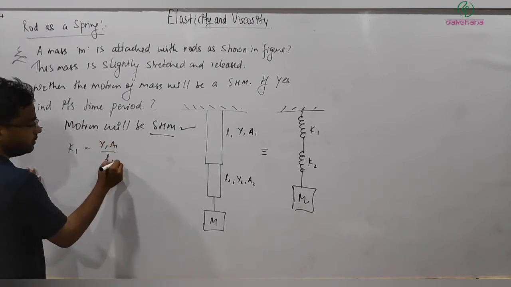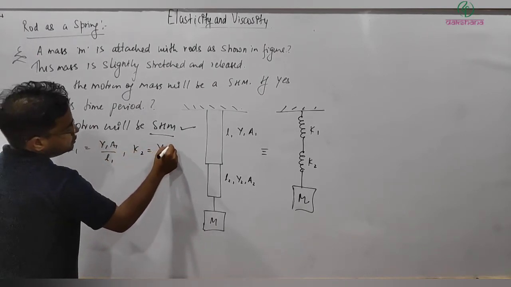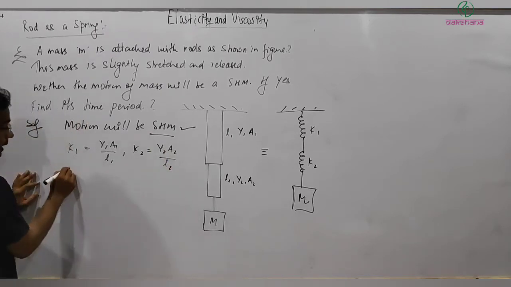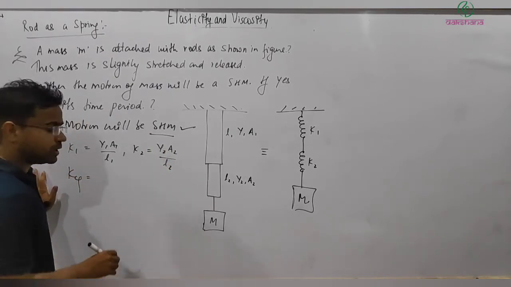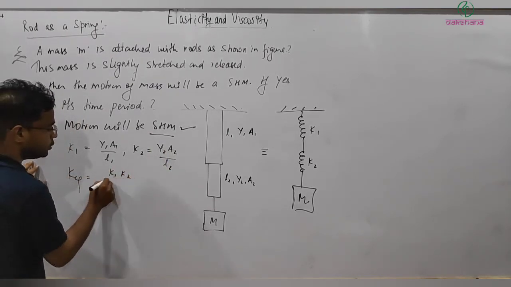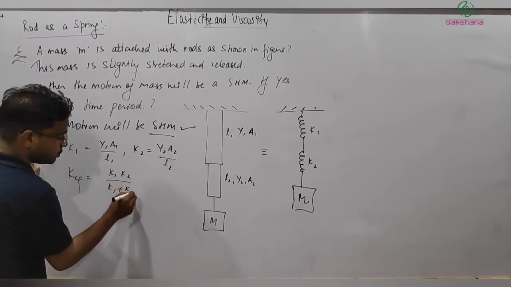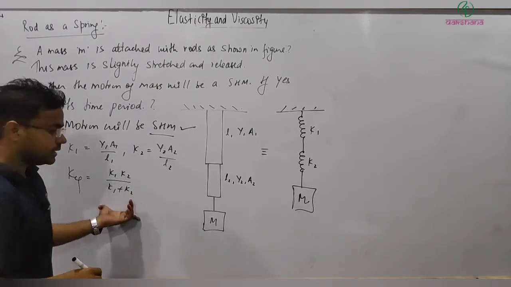Now K1 is equal to Y1 A1 by L1, K2 is Y2 A2 by L2. Because the springs are in series, what is K equivalent? It's K1 K2 by K1 plus K2. This is K equivalent. Then what is the time period?